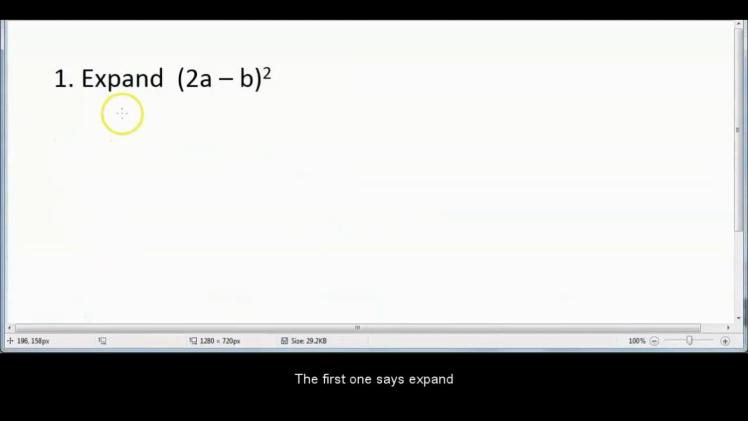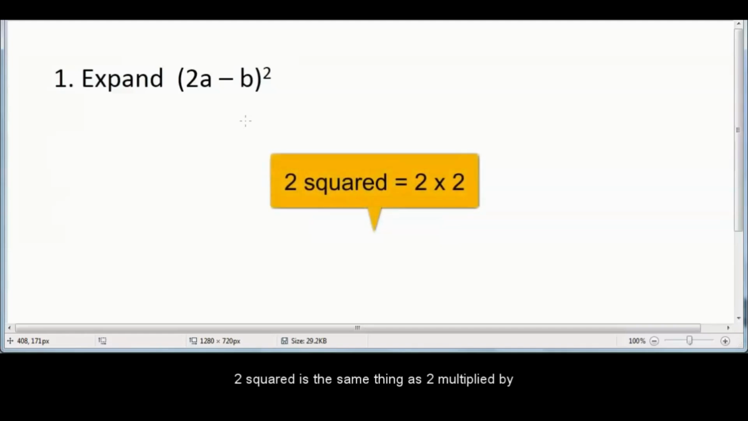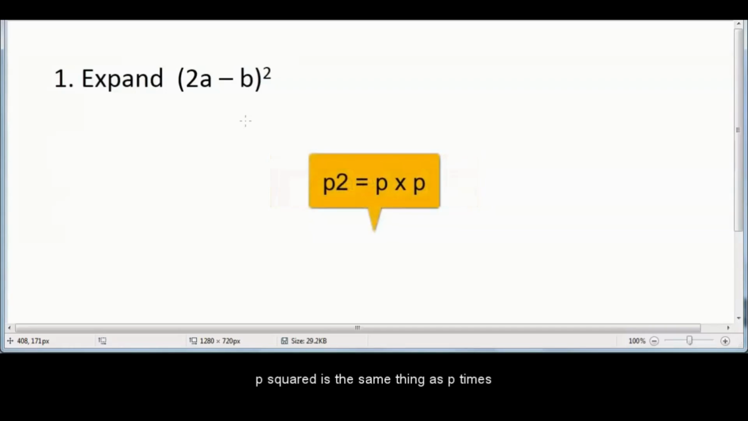The first one says expand (2a − b) squared. The square of a number or variable is the same thing as the number or variable repeating itself twice. For example, y squared is y times y, 2 squared is 2 multiplied by 2, and p squared is p times p.